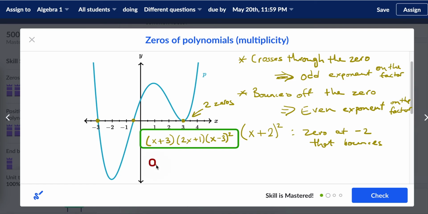So what we say is that we have that the zeros of this polynomial, we say the zeros are negative 3, negative 1/2, and 3 with a multiplicity of 2, right? So that's how we write that. We got negative 3, negative 1/2, and 3 with a multiplicity of 2. Let's look at another example.